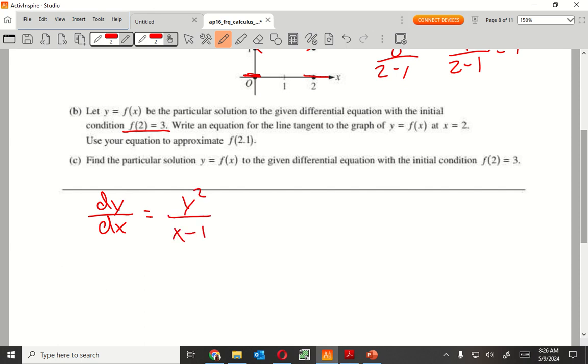So now to get a solution for this, I need to separate my variables. I have a dy and a dx. I'm going to have my dy's on the left and my dx's on the right. Watch this. Multiply both sides by dx. That's going to cancel out that dx, and now I have a dy over here.